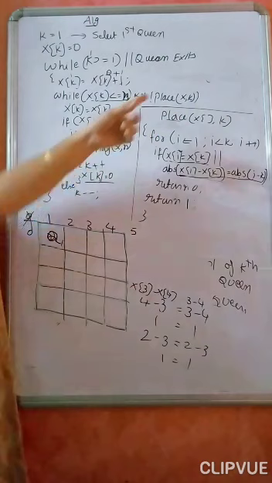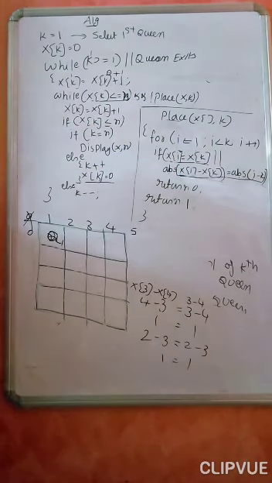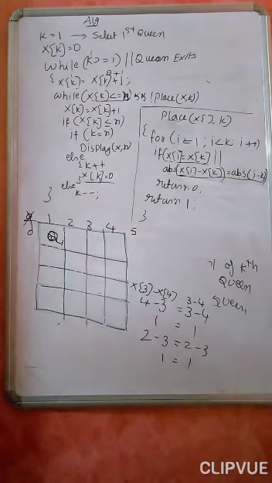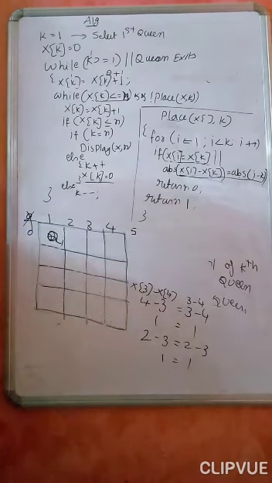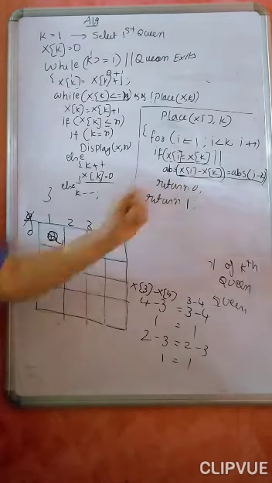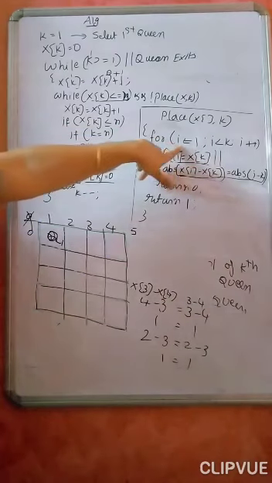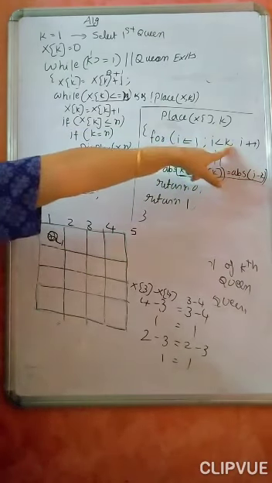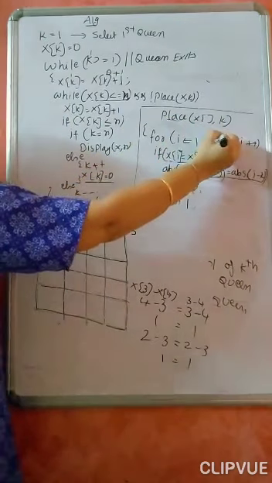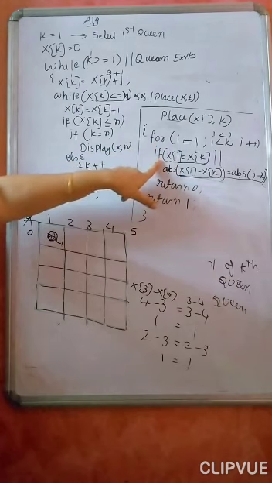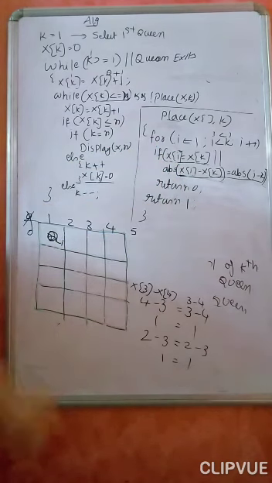Okay, then not of place. When I come to the place function, as I told you, this is where you check whether there is any diagonal attack or vertical attack. If an attack is there, it returns 0, otherwise it returns 1. Now when I come here, what is my i value? 1. What is k value? 1. Is 1 less than 1? No, 1 is not less than 1. Therefore, it will not go to this if condition. It automatically returns 1.